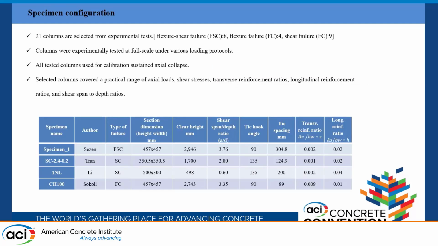We selected 21 reinforced concrete columns with different types of failure: 8 of them flexure-shear, 4 of them shear failure, 4 of them flexure failure, a very ductile format, and 9 of them shear failure controlled. For those columns, we tried to cover several parameters like the type of failure, the dimension from 0.5 meter to 3 meter, the shear span to depth ratio that shows the stress, different transverse reinforcement ratios, and different longitudinal reinforcement ratios.